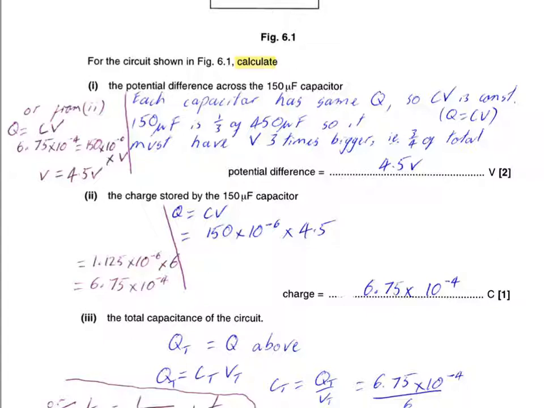So you've got the option, you can either run forward using this slightly difficult logic about the PD over the 150 having to be 4.5 volts, or you could actually start with part 3, calculate the capacitance. That allows you to calculate the charge overall, which is the same as the charge on the individual one, which then allows you to do part 1, just doing a simple Q equals CV on that capacitor. So one way or the other, you can work your way through that.